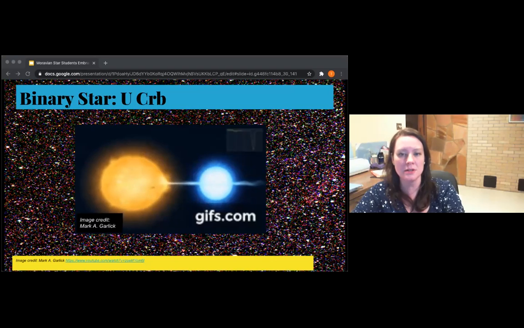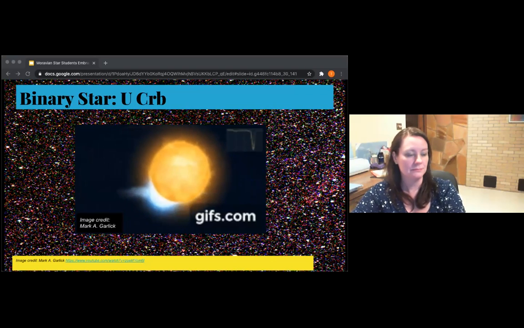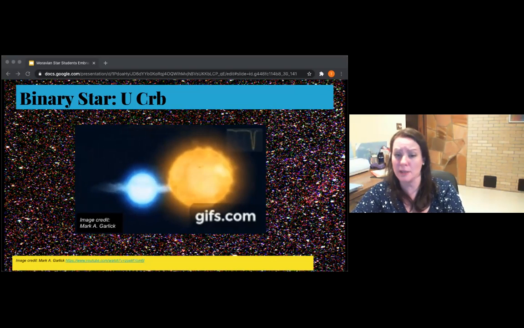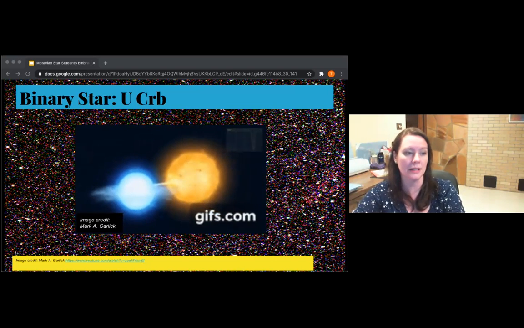The component stars are a blue-white main sequence star and a cooler white subgiant star. And it actually has a period of around 3.5 days. So it's a very quick orbital period.